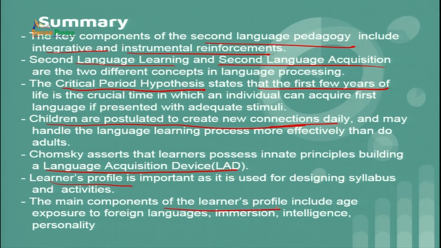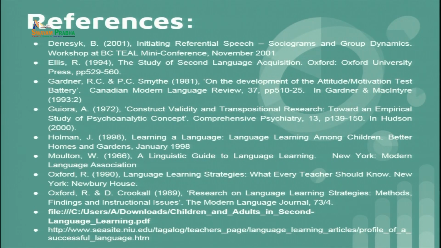The main components of the learner's profile should include age. You should be able to distinguish old and young learners, how much language they have learned, what their exposure is with regard to usage, what their immersion is with regard to the language, what intelligence they have, and what kind of personality they have when it comes to language learning.